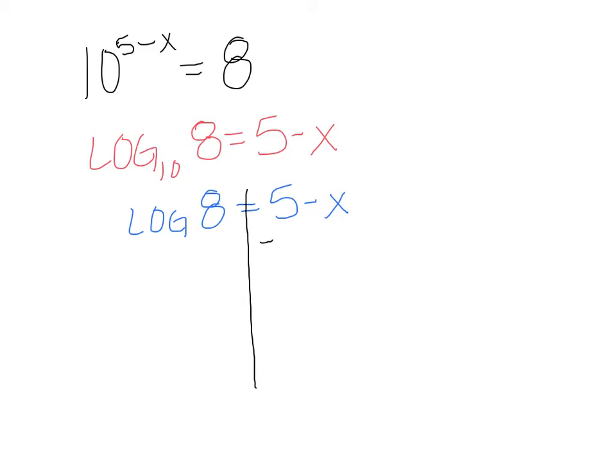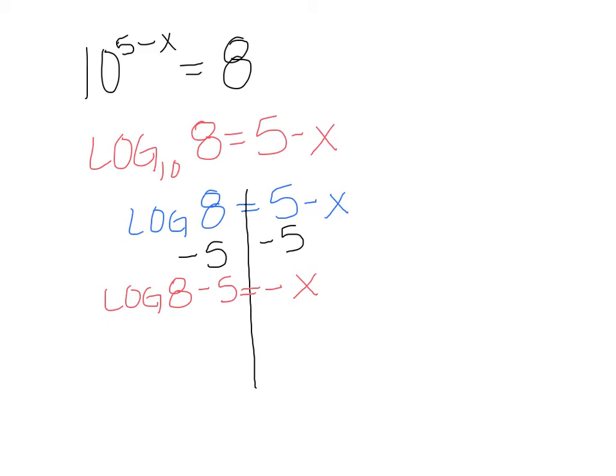I know that I need to get 5 by itself, so I'm going to subtract 5 from both sides. So the log base 10 of 8, or the log of 8, minus 5 equals negative x. Now, I can't put those two things together. The log of 8 and 5 are two different things. I can't combine it into saying like the log of 3 or something. They're two separate parts. So when I actually find that decimal approximation, I'm going to have to keep them separate. So that's why I'm keeping it separate here.